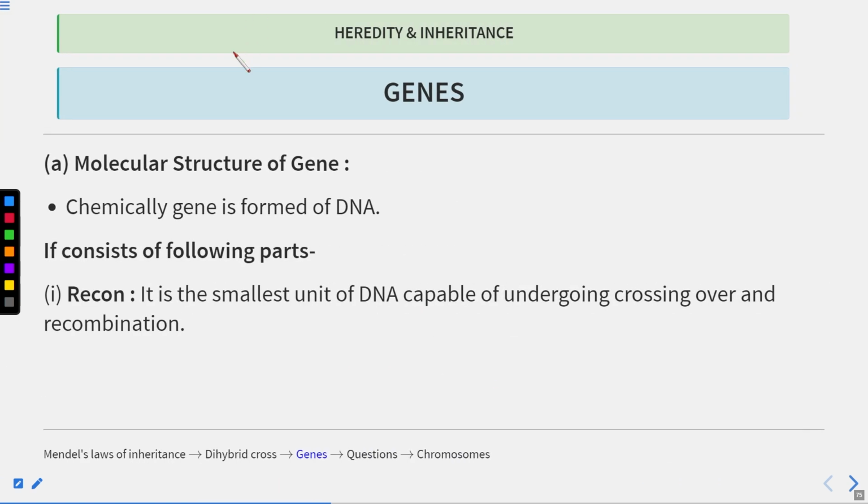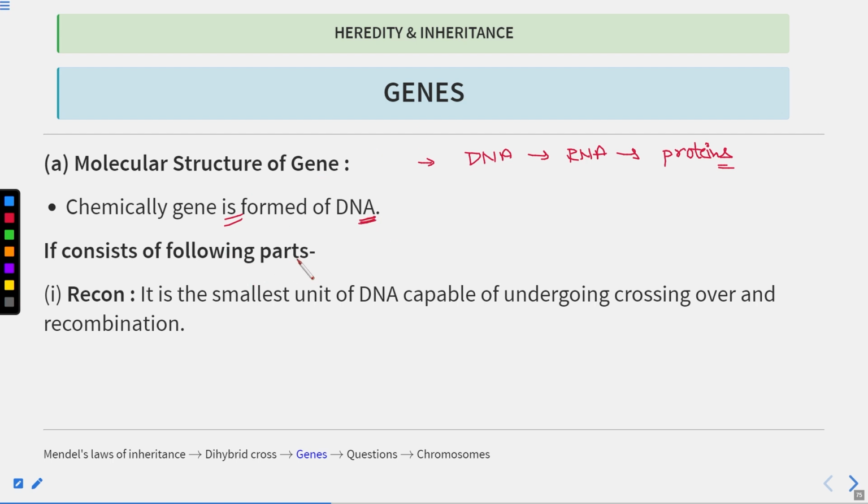Now let's talk about the molecular structure of the gene. Clear? So chemically, genes are DNA. They are made up of DNA, which is deoxyribose nucleic acid. This is clear? And you know DNA is transcribed into RNA, and RNA is translated into proteins. Clear? This is known as the central dogma. So chemically, the gene is a DNA.